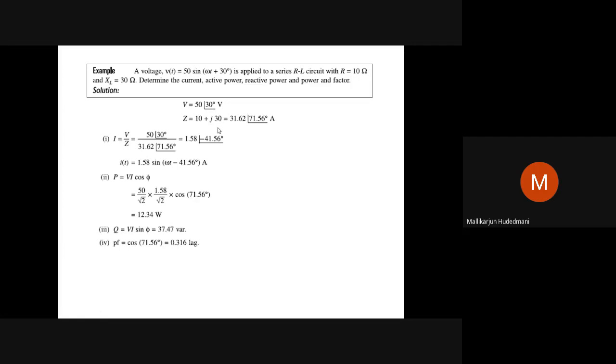A voltage instantaneous expression v(t) equal to 50 sin(ωt + 30°) is applied to a series RL circuit with R equal to 10 ohm, inductive reactance 30 ohm. Determine current, active power, reactive power and power factor of the circuit. Hope this page is visible to you all.